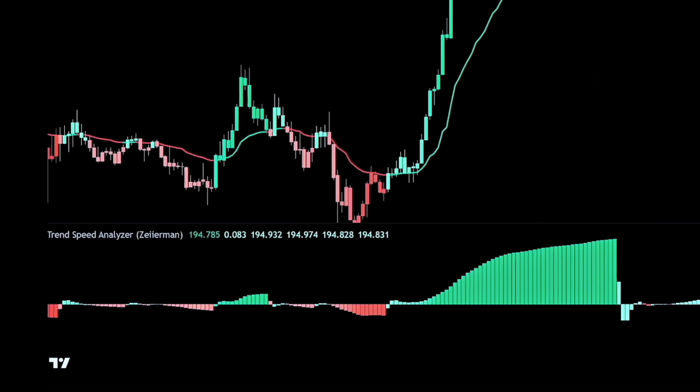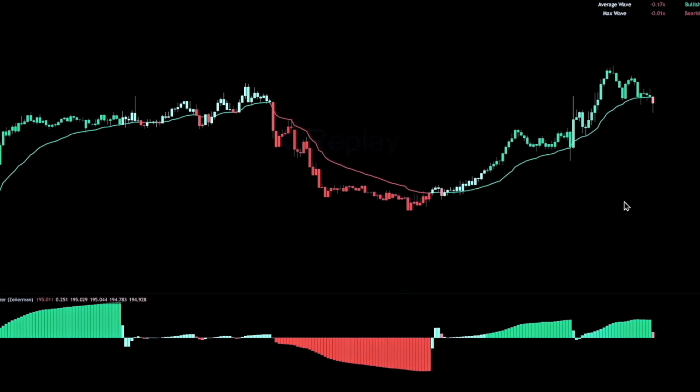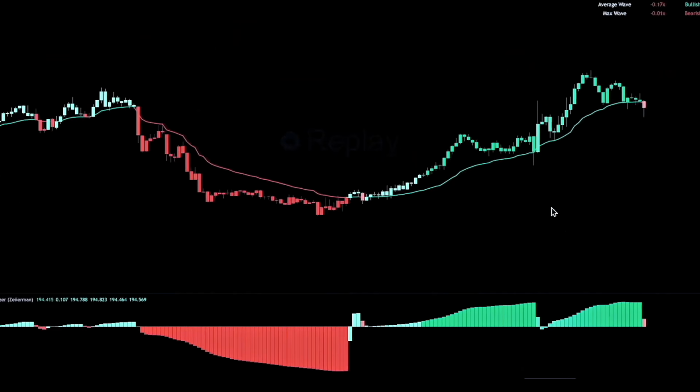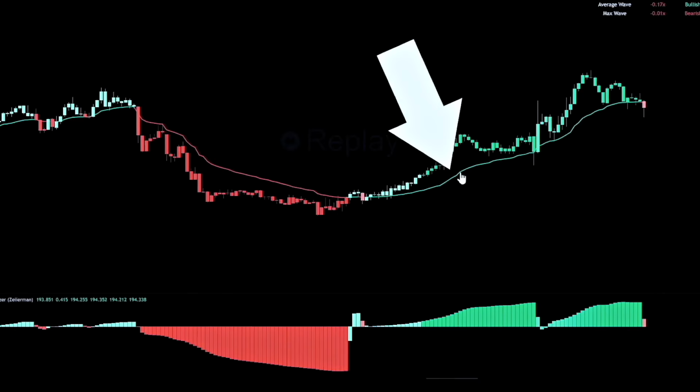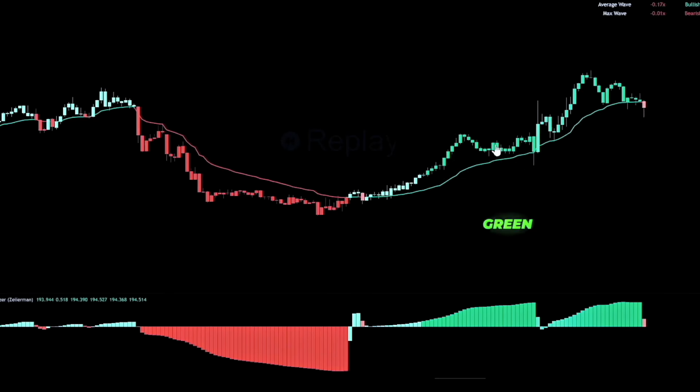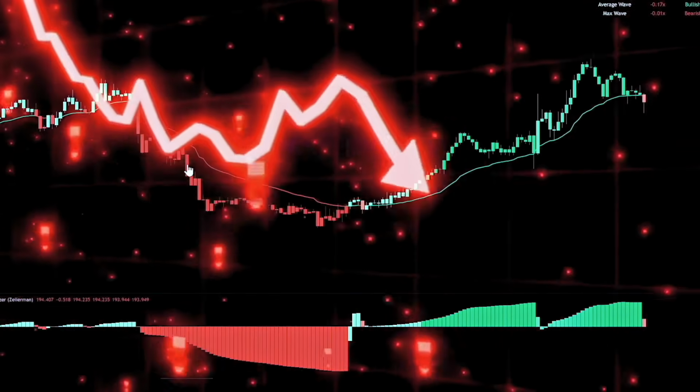Now, how do you trade with this? The creator suggests a few solid approaches. For basic trend spotting, check the trend line. Green with price above it screams bullish. Red with price below says bearish.